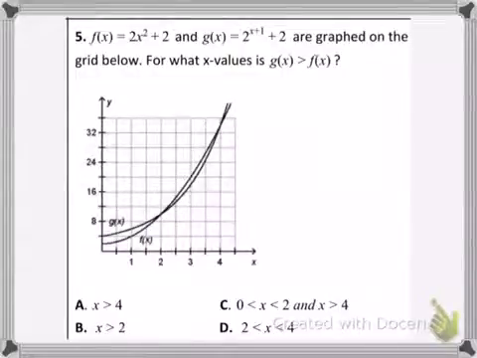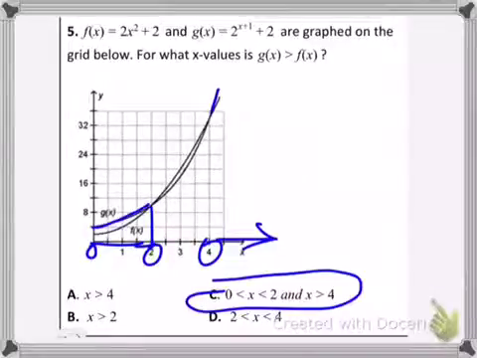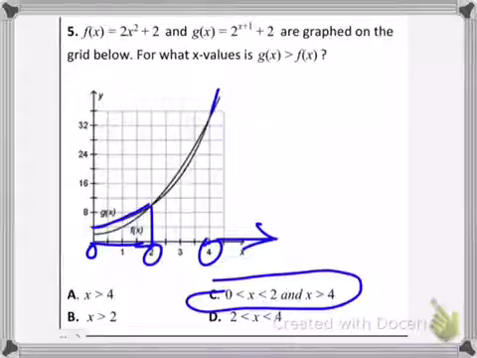Alright, f of x equals 2x squared plus 2, and g of x equals 2 raised to the x plus 1, plus 2. Graph on the grid below for what values of g of x are greater than f of x. Right here, as we can see, g of x is greater than f of x from 0 to 2, not including 0 or including 2.